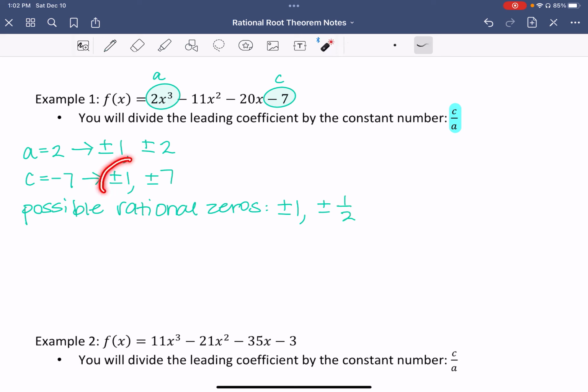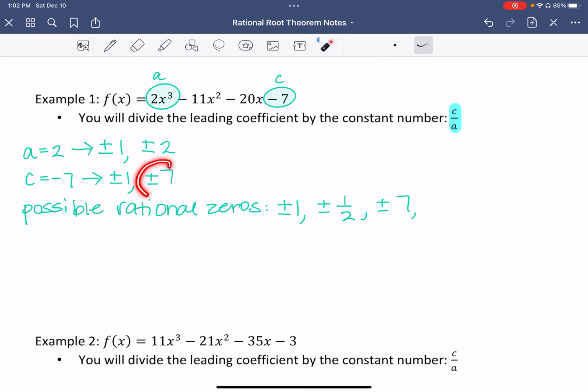Okay, so now we had 1 divided by 2, which is 1/2, and you just keep the plus or minus. Okay, so now that we've done the plus or minus 1 of C with both of the factors of A, now we can move on to the other factor of C, which is 7, and we're going to do 7 divided by 1. So plus or minus 7 divided by 1, we can simplify that to just 7. So it will just be plus or minus 7.